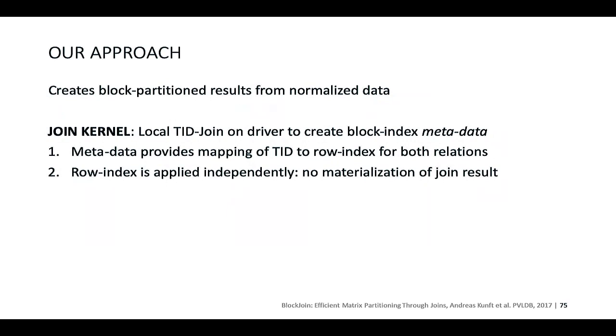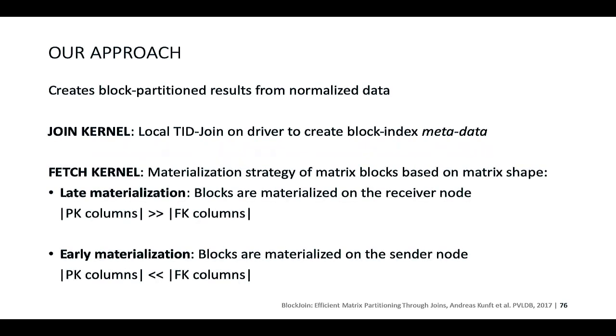To give you another wrap-up of this method, we first have this join kernel where we apply the local tuple identifier join on the driver node to create the block metadata. This then allows us to apply the row index independently on both relations, and therefore you do not have to materialize the join result. With this metadata, we then can decide in the fetch kernel how we materialize our block result. We can do that based on a cost model, which lets us decide which materialization strategy is the best, the late materialization or the early materialization.